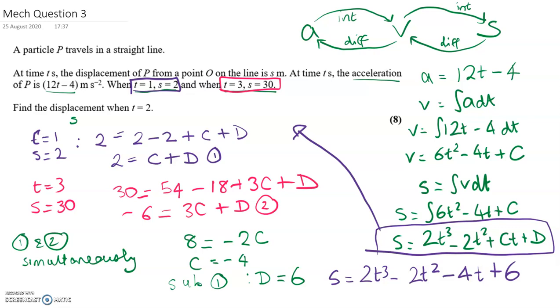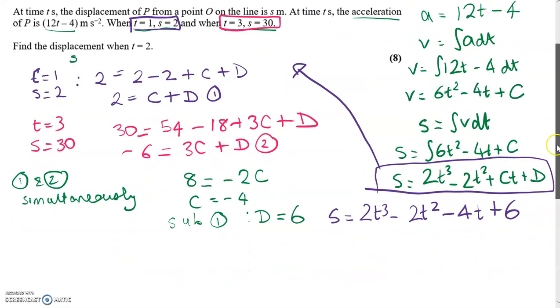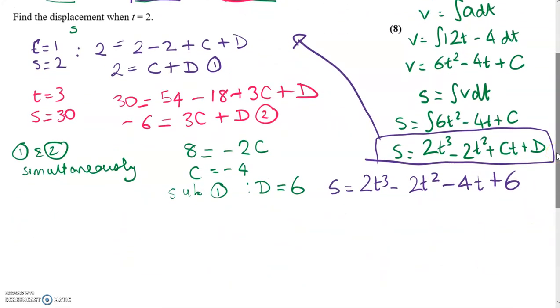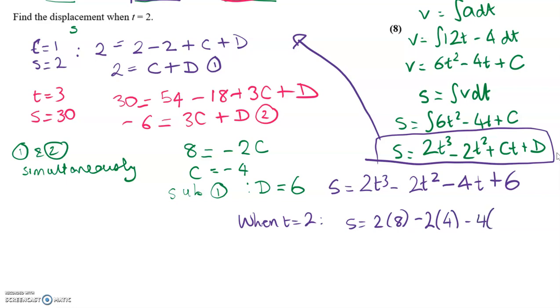Okay, that's great, but it's not fully answered the question. If I do all of that, I end up with 6 of the 8 marks. So to get the final 2 marks, I need to work out what s is when t equals 2. You need to show that you're plugging 2 into this equation in order to get a method mark. Okay, and then when you work all of that out, you end up with 6. So the displacement when t equals 2 is 6 meters.